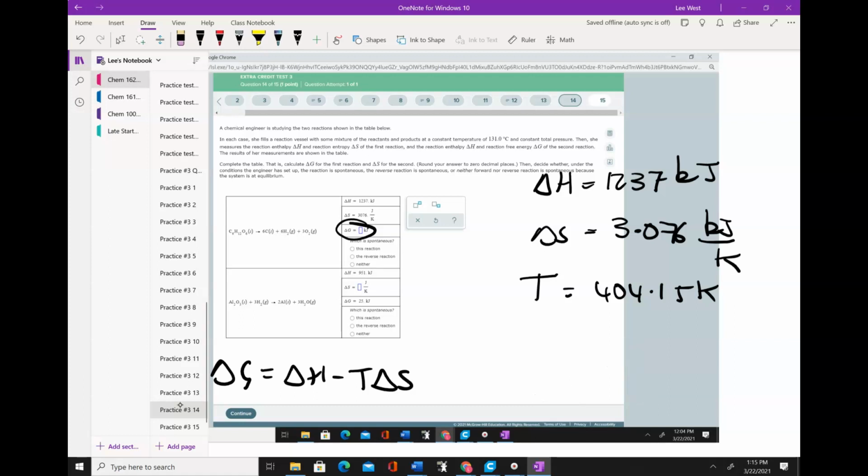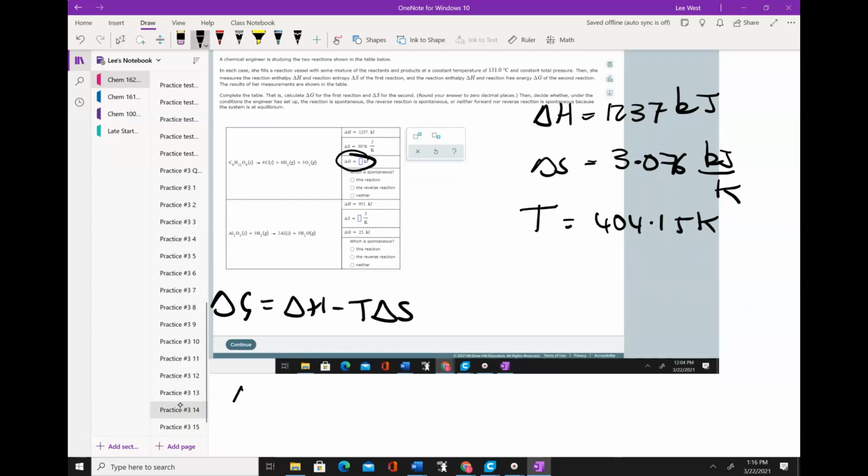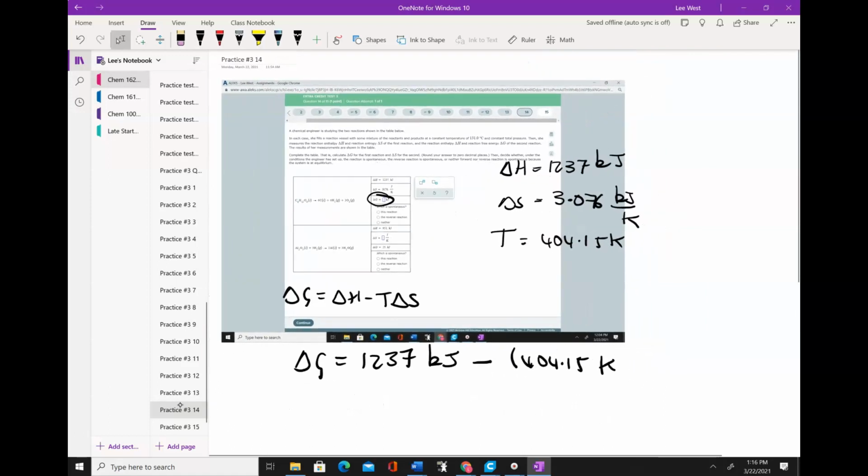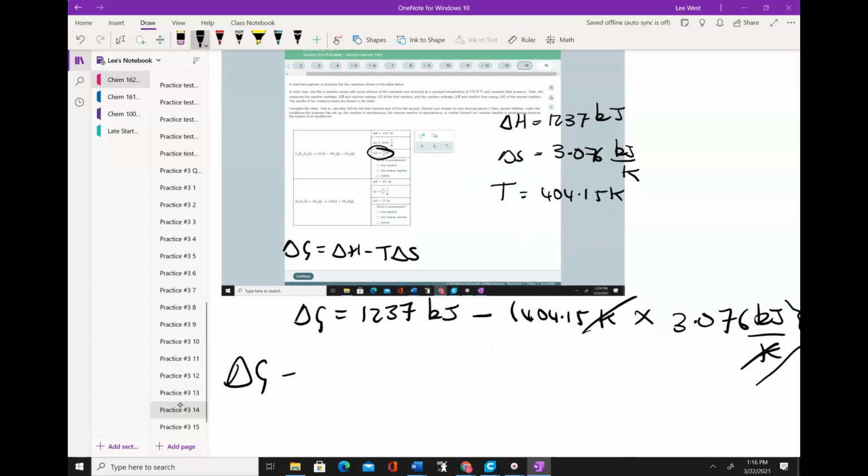So the first thing I've got to do is to go ahead and calculate delta G for the first one. So delta G is just going to be 1237 kilojoules minus 404.15 times 3, let's put that in the units in Kelvin. Just being super cautious because, you know, it's your final exam, right? Kilojoules per Kelvin. Now, the important thing to recognize is you can only add or subtract things that have exactly the same units. You can multiply things that have different units. You can multiply a banana and an orange, but you can't add bananas to oranges. So that's just the way the world works. So everything has to be in the same units when you're adding or subtracting.